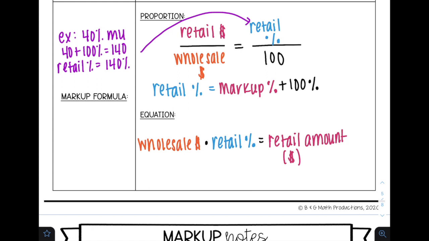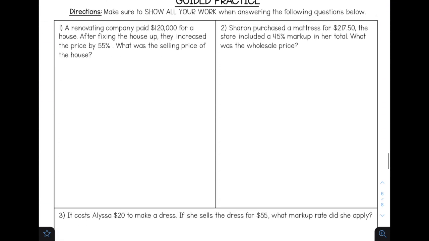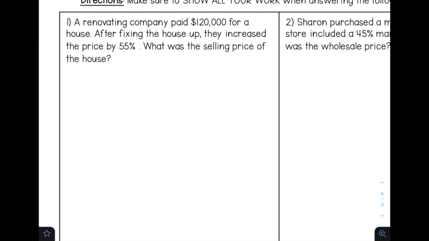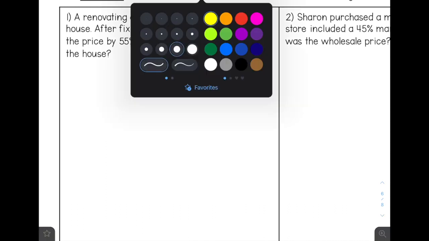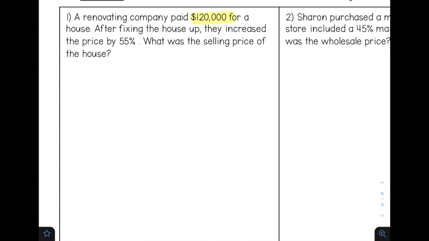So let's try and apply these to the different guided practice problems that we have. And I'll show you one way, but you can choose either way, proportions or equations. So we're going to focus on number 1. A renovating company paid $120,000 for a house. After fixing it up, and that's always important, they increased the price by 55%. So that's going to be our markup. We're going to find out what the selling price is. So basically the retail price. If somebody purchases the house, what are they going to buy it for?